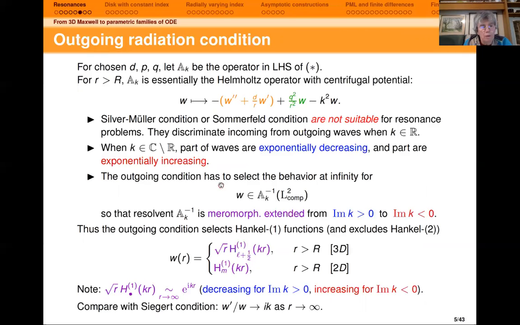So now we have to explain what was not yet explained before, what we should put as outgoing radiation condition, the condition at infinity. Because if we don't put any condition at infinity, the problem is not well posed. We will not find anything. So we have essentially a Helmholtz outside. The capital R is the radius of the object. So we have a disk or a sphere which has the radius R.